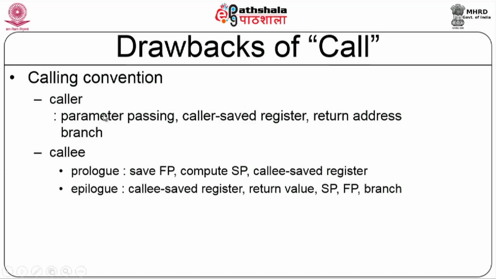Typically you have a caller where you have to decide on the parameter passing technique. The caller-saved register information, the return address branch, and the program counter will all be saved in the particular activation record. Then the callee's parameters will be passed, closer to the callee's activation record. You have a prologue and an epilogue of the callee, where you save the frame pointer, compute the stack pointer, and the callee-saved registers, return value, and other pointers and branches will be in the epilogue. So, you have a prologue and an epilogue in the callee.